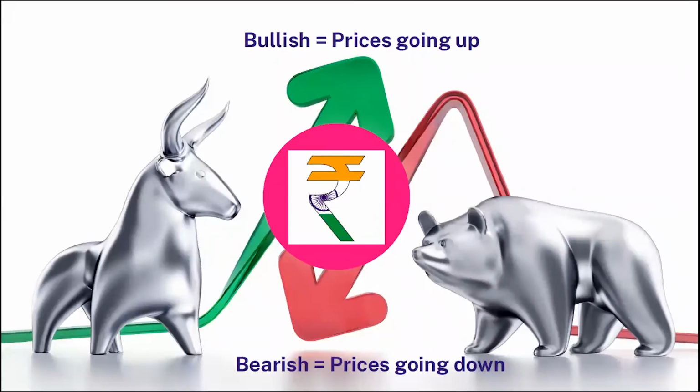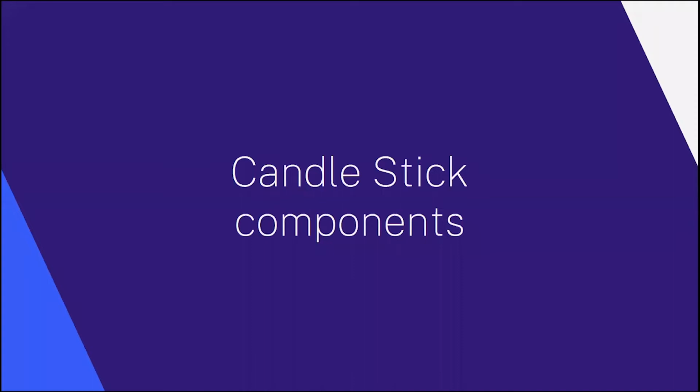First one is bullish trend. When the stock prices are going up, the trend is called bullish trend, which indicates the confidence of investors in that particular stock. Second one is bearish trend. When the prices are going down, it is called bearish trend, indicating lack of confidence in that particular stock during that particular period. Now, let us see how a candlestick looks like and what are its various components.